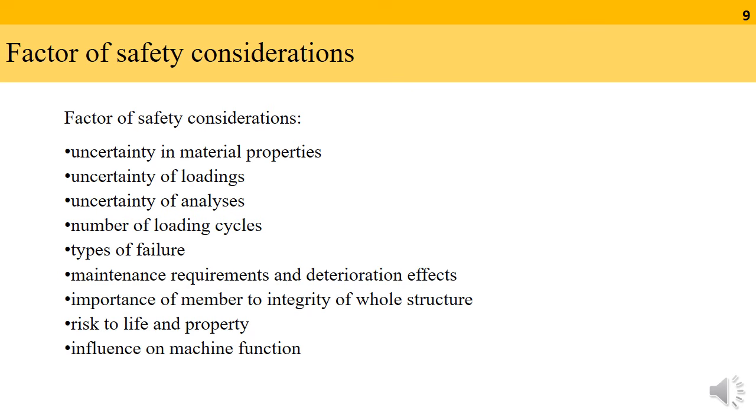There is uncertainty in analysis. While making the analysis, you are making a large number of assumptions. Maybe those assumptions, those calculations are not right. Or maybe sometimes the load is increasing and decreasing. There are maintenance requirements. There is risk to life and property. So there are a large number of factors on which factor of safety depends. In this course, we will not discuss how factor of safety is considered, but if a factor of safety is given, then how to do the stress analysis.